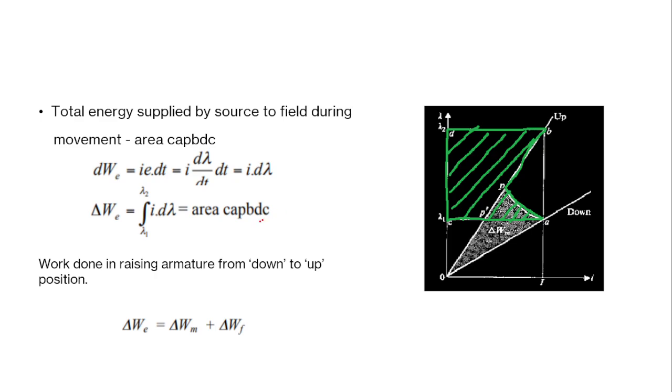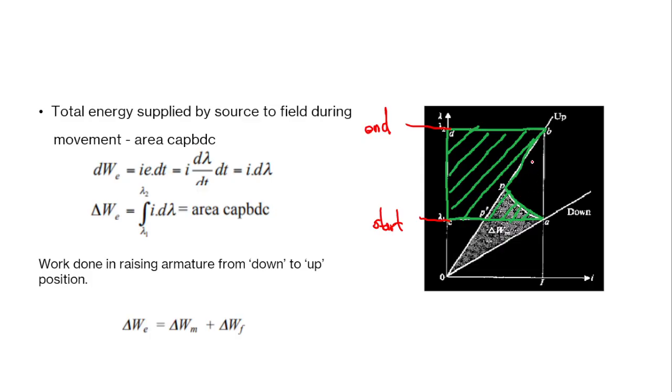Alright, cool. So the total energy now. The total energy supplied by the source to the field is basically the energy from where it starts, at lambda 1, to where it ends, up here.